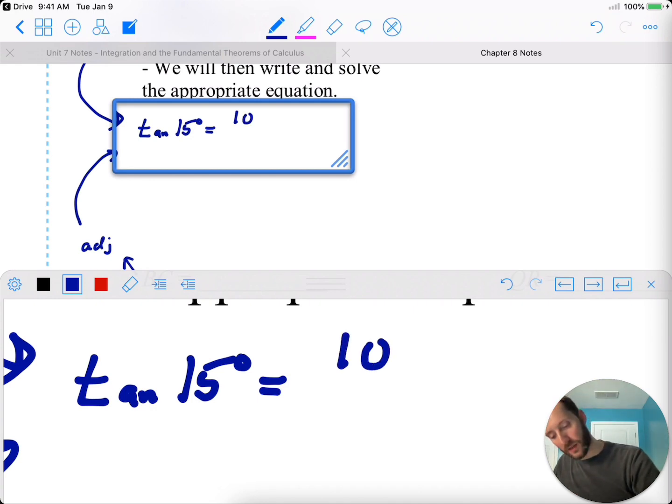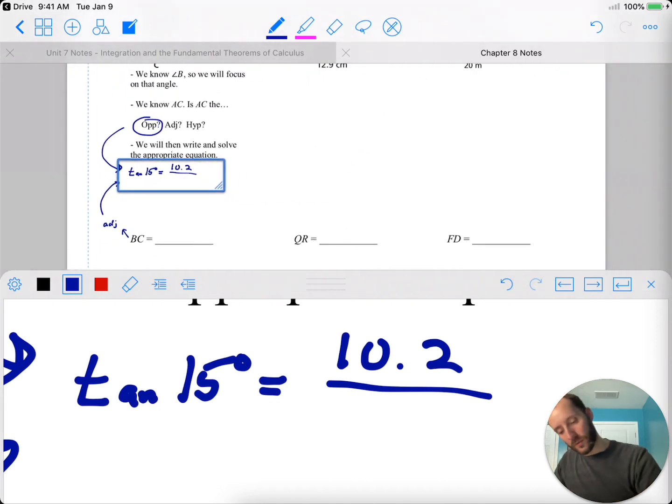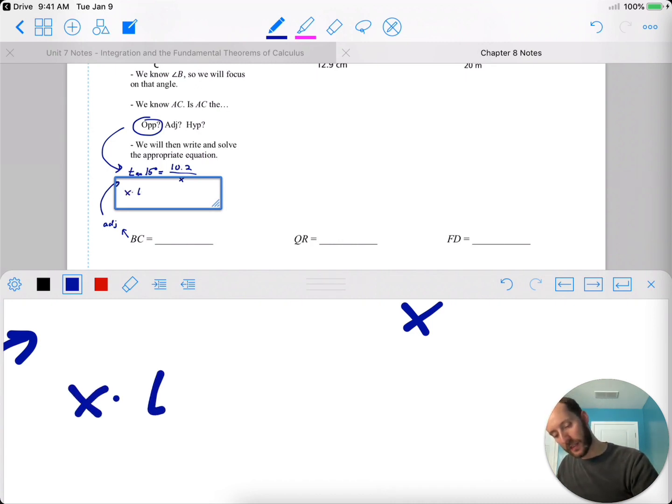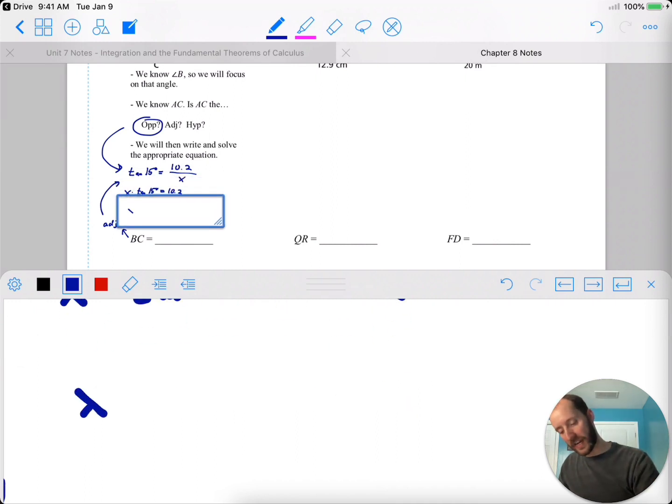So 10.2 over BC, and let's call BC our unknown, x. Now to solve for x, multiply it over. So you have x times the tangent of 15 degrees equals 10.2. Then, to get x by itself, divide by the tangent of 15 degrees.